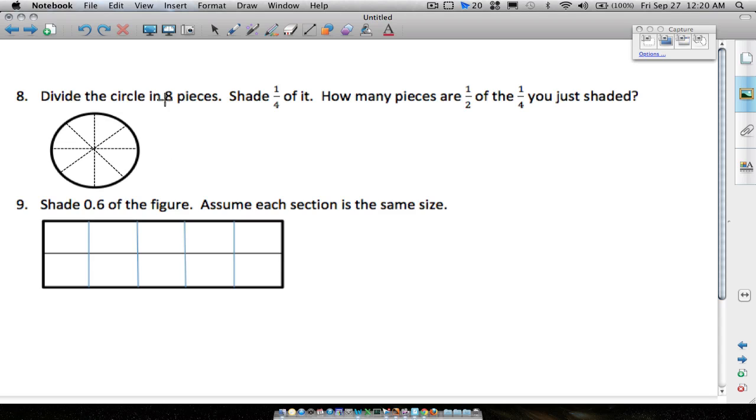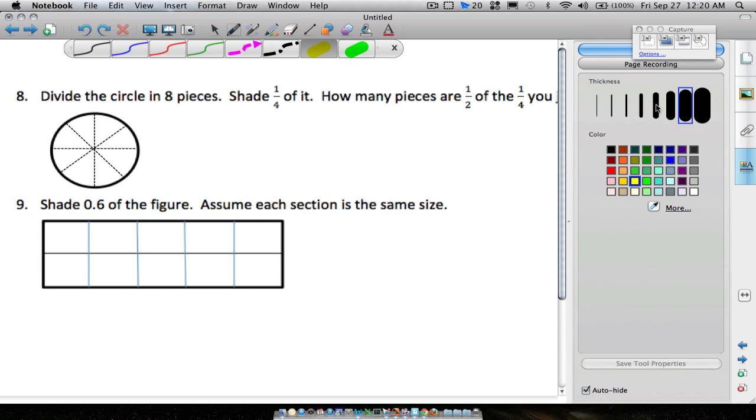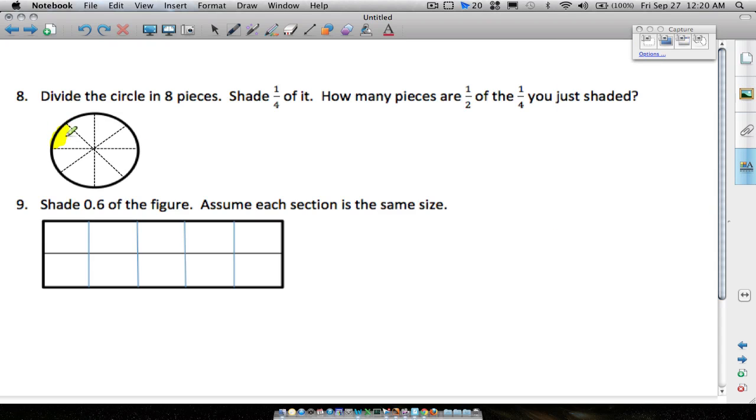That might be a little off, but hey, it's good enough. All right, let's divide the circle into 8 pieces. We did that. Shade 1/4 of it. 1/4 of the circle. I'm just going to shade that right there. Now, why is that 1/4? Well, if we were to break it into fourths, 1/4 is the same thing as having 2 out of 8. If you were to simplify 2/8, don't we have 2 out of the 8 pieces shaded?